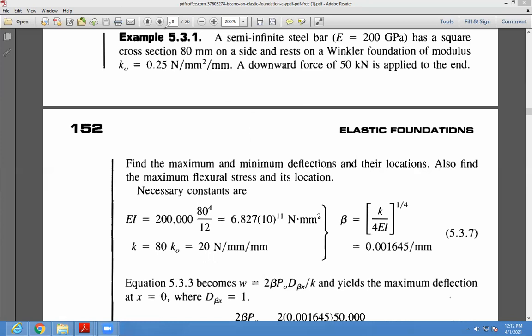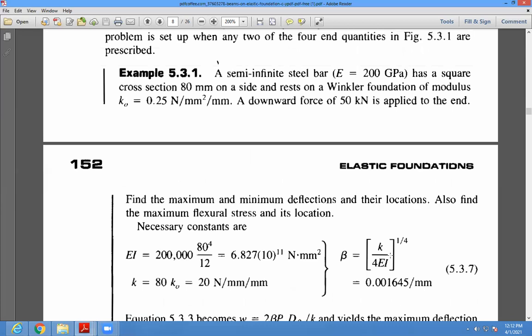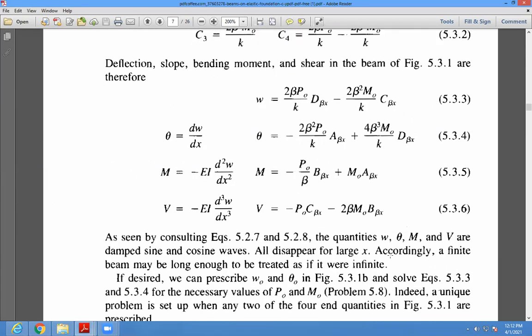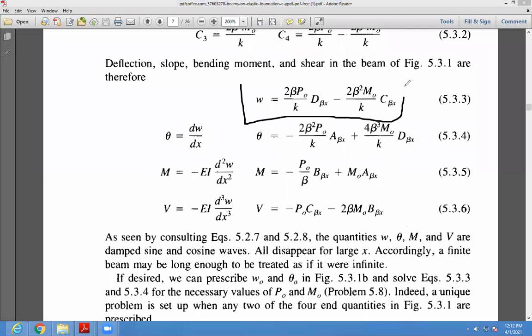Now, we know the equation of W for this case, the semi-infinite case. Right? Please write down. Deflection for semi-infinite beam.